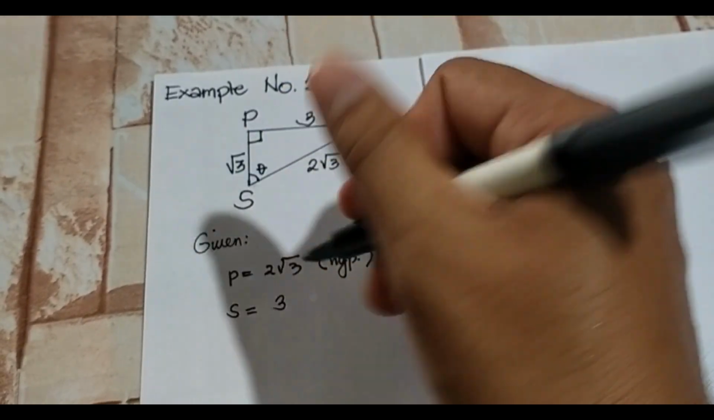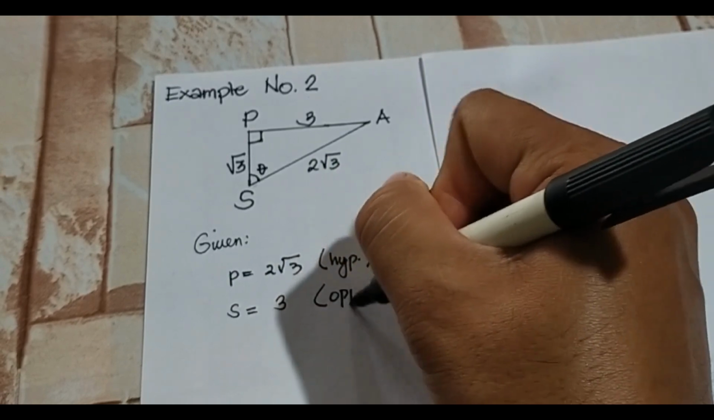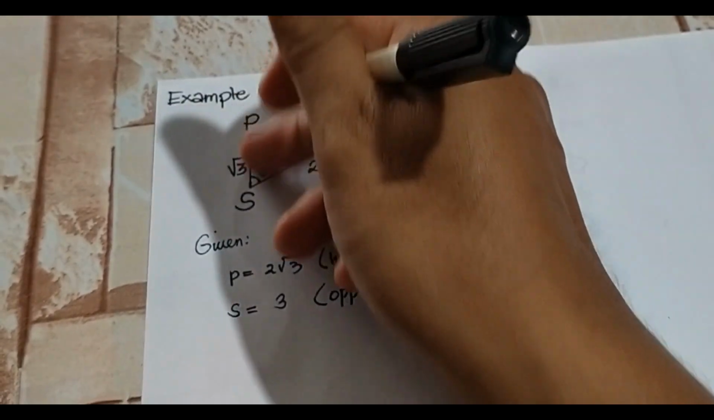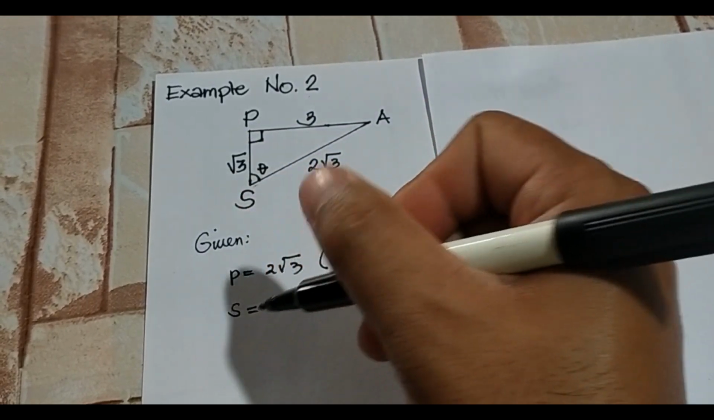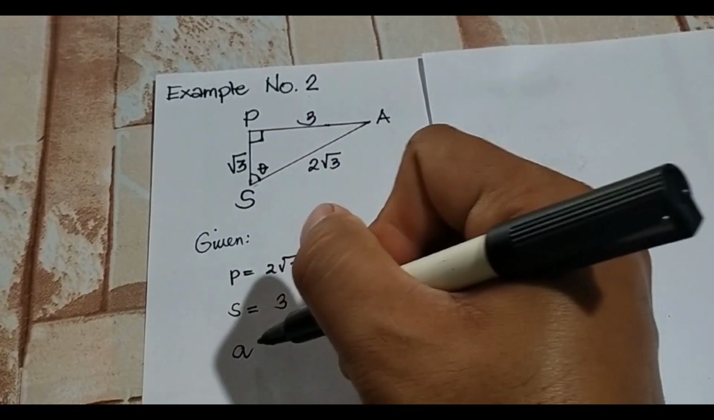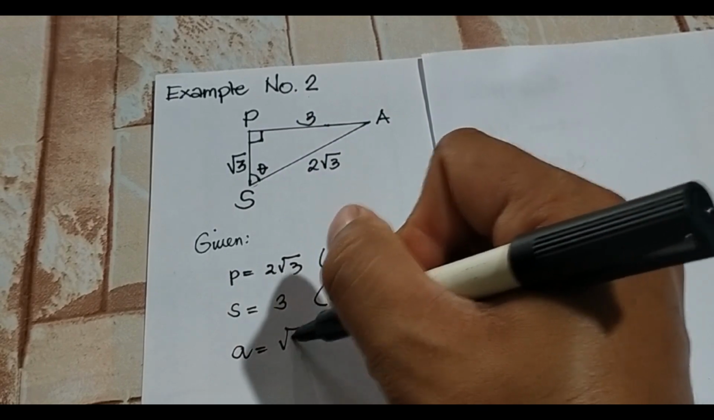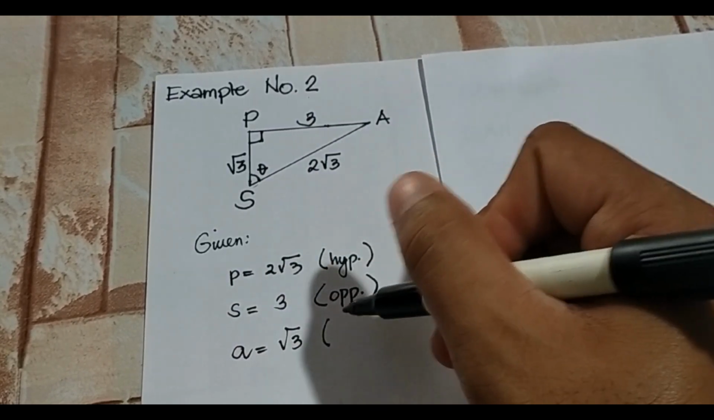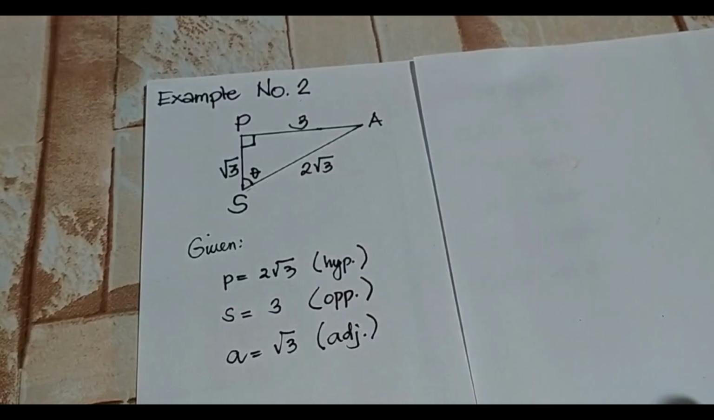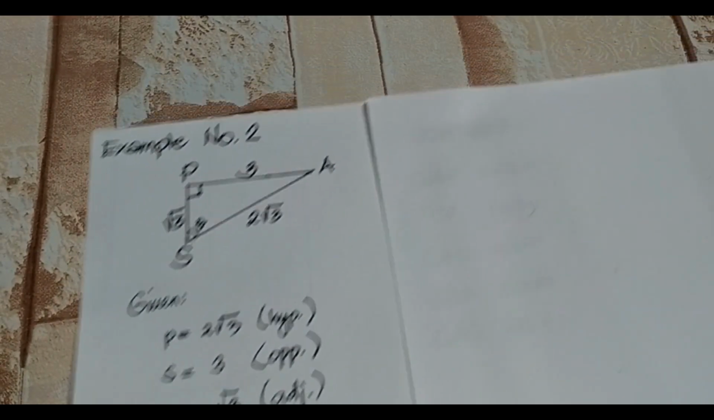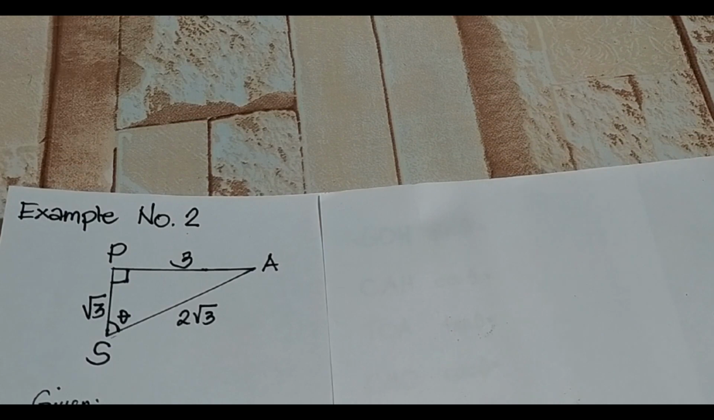So this is the angle, meaning that is our opposite side. And lastly, we have the square root of 3. So that is side A. Okay, side A is equal to square root of 3, and that is our adjacent side. Okay, so let's now identify the 6 trigonometric ratios, or the 6 trigonometric values rather.